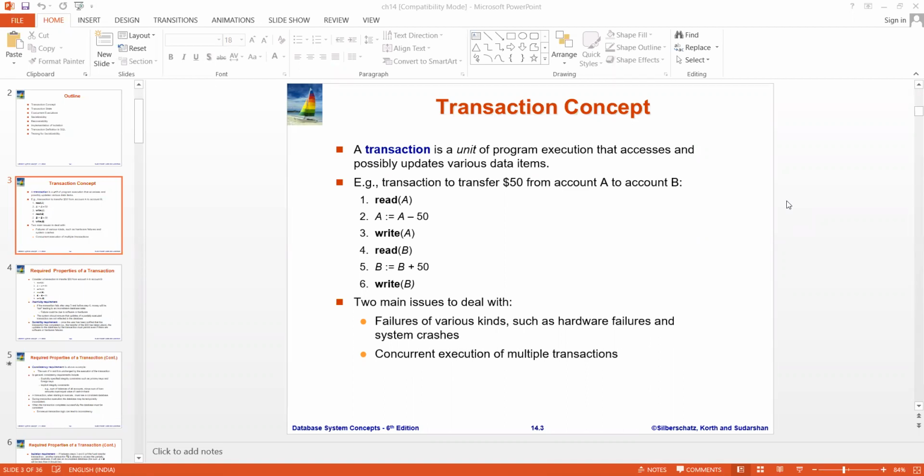Okay, so two main issues to deal with. Failure of various kinds, such as hardware failure and system crashes. Now, suppose in between the first statement, second, third, fourth, fifth, sixth statement on the screen, you can see the 6 statements. If suppose the system crashes after the second statement, what will happen?